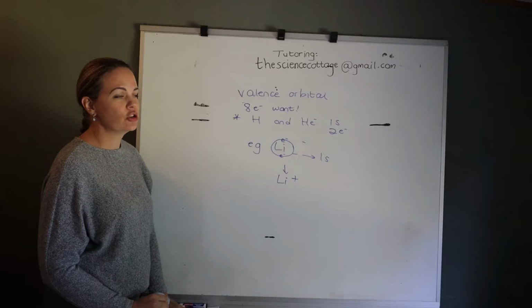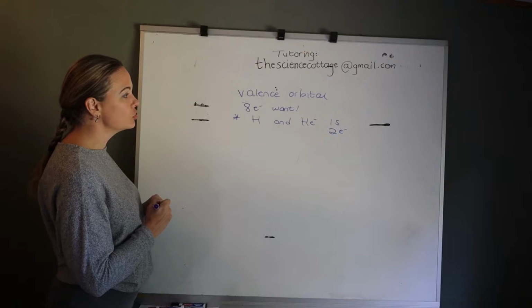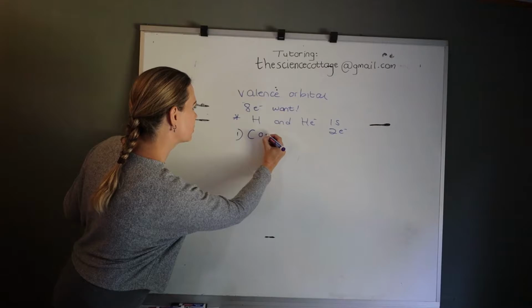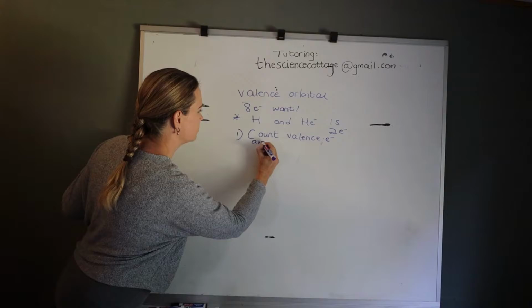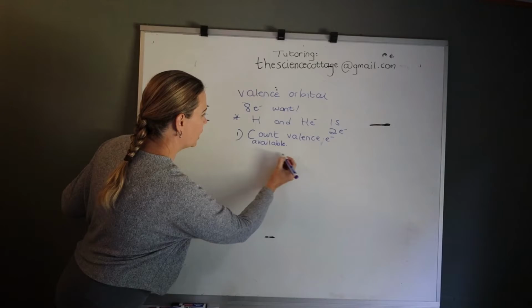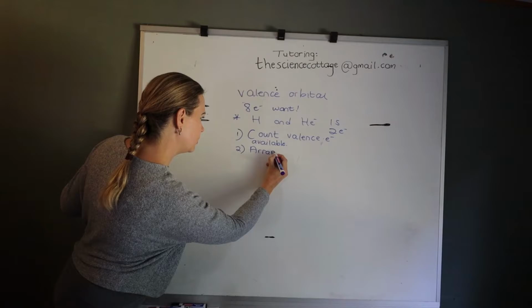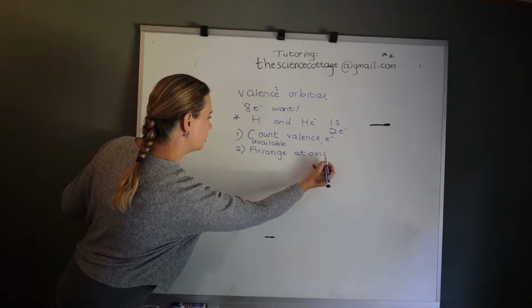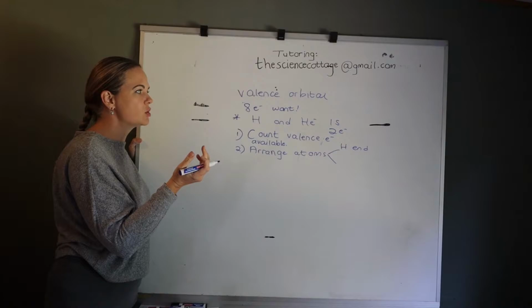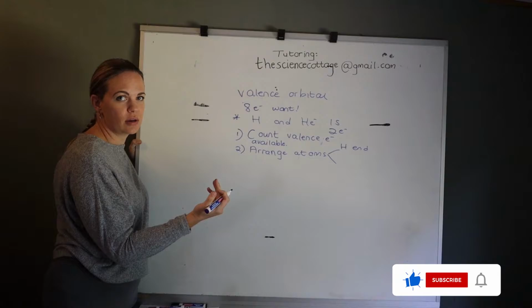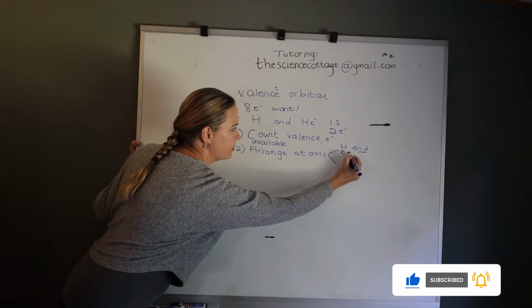Okay, so let's have a look at the rules for drawing Lewis structures. First of all, you count the total number of valence electrons available. And then you arrange the atoms by doing the following. Hydrogen will be on the end because hydrogen has only got that 1s orbital, which is very small. Hydrogen can't go in the middle of a molecule and carry all of the other atoms. It's way too small. The atoms that are on the ends, we also call them terminal atoms.